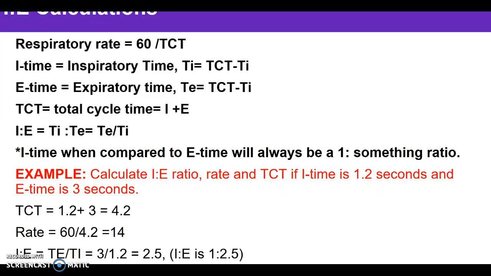You can also check your work to see if it's correct. Is 2.5 the correct ratio? Well, if there are 2.5 I times in our E time, we can take 2.5 times our I time, and that should give us 3, and it does. So our math is correct.